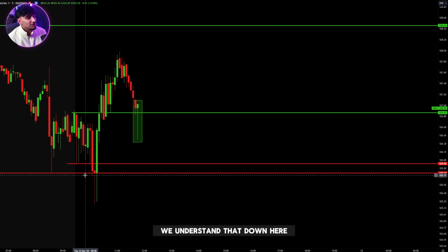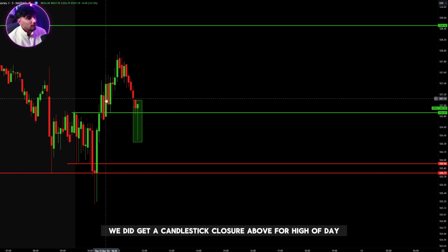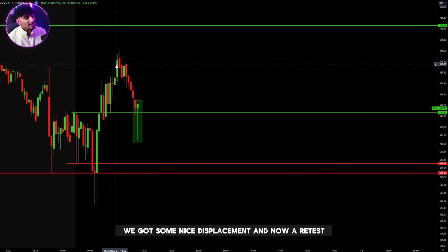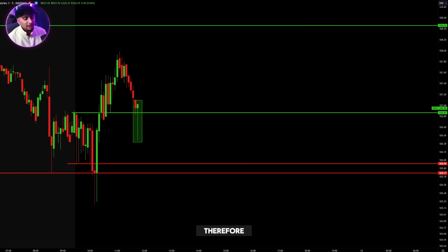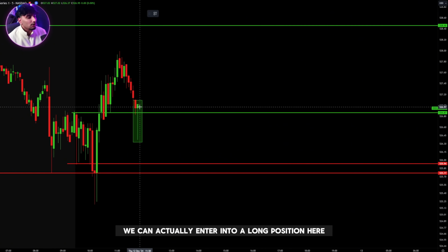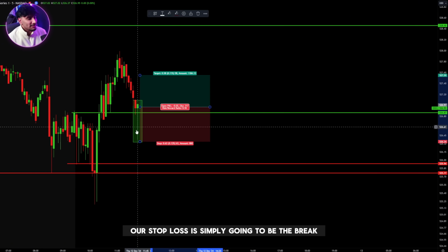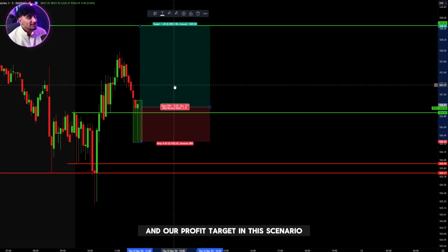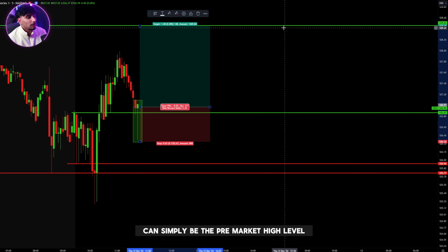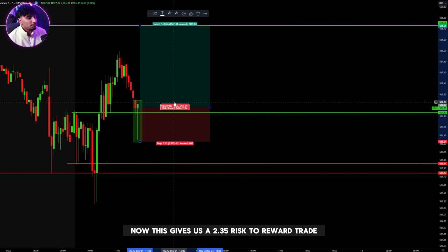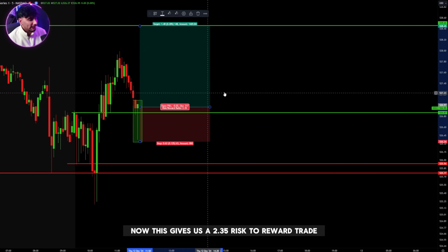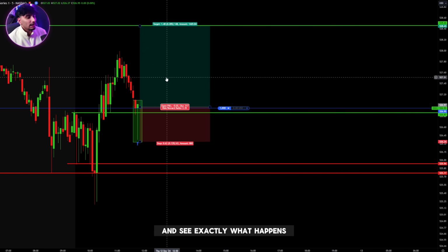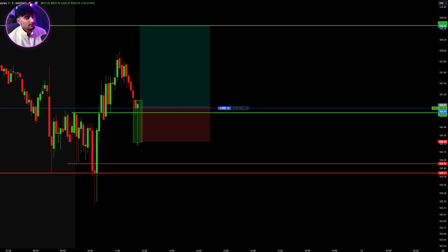Therefore, for us, we understand that down here we never got a candlestick closure. We did get a candlestick closure above for high of day. We got some nice displacement and now a retest. Therefore, we can actually enter into a long position here. Our stop loss is simply going to be the break of the low of this candlestick, and our profit target in this scenario can simply be the pre-market high level. Now, this gives us a 2.35 risk to reward trade. Let's enter into a long position here and see exactly what happens.